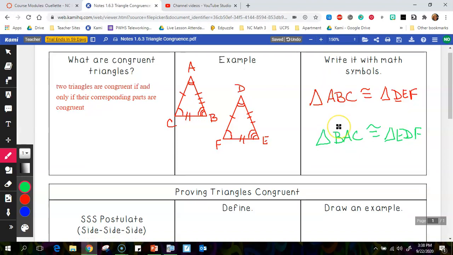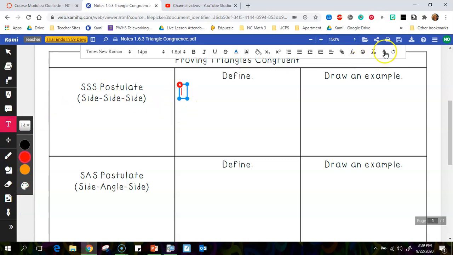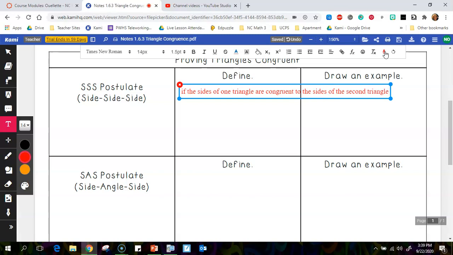Okay, so we're going to do some more definitions. Side, side, side postulate. What this means is that as long as all 3 sides are congruent to each other, as long as the corresponding sides are congruent, then your triangles are congruent. So here's how we're going to define this. I'm going to use my text tool again and microphone. If the sides of one triangle are congruent to the sides of the second triangle, then the triangles are congruent.